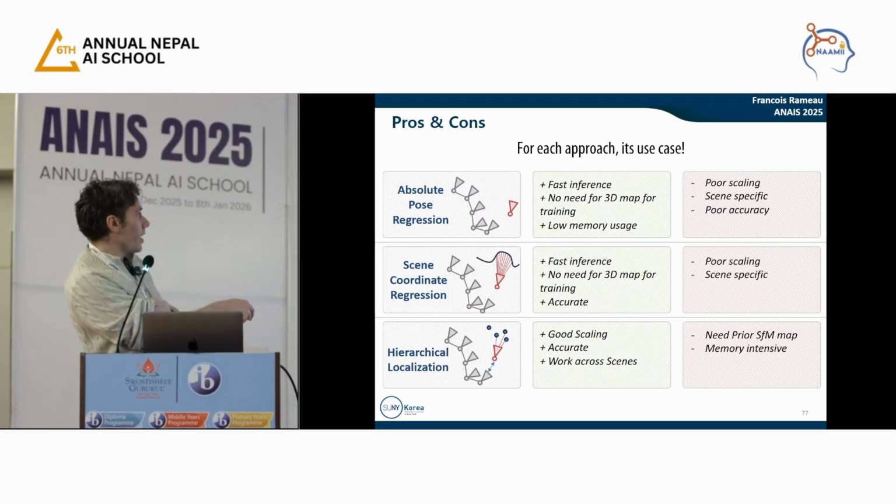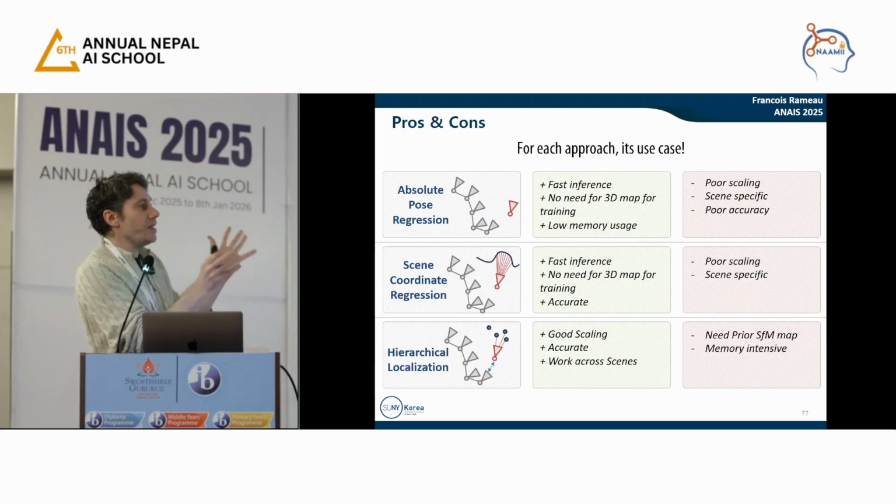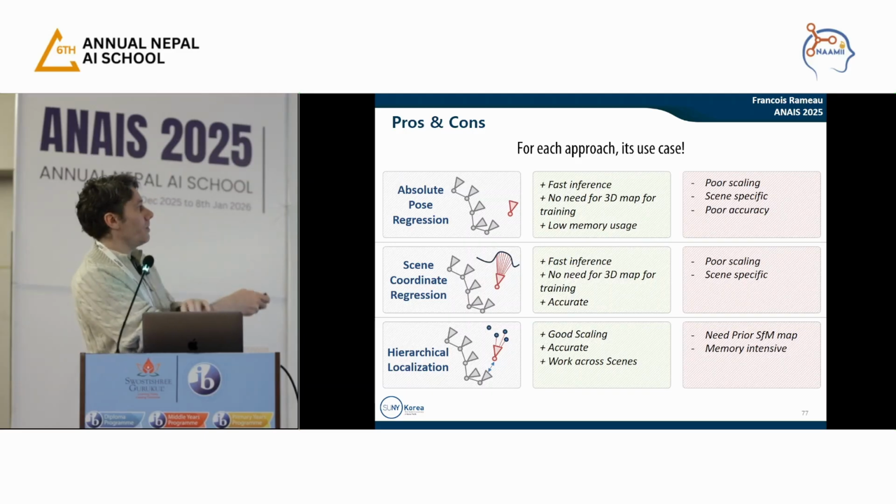So if you use absolute pose regression, basically PoseNet, again, fast inference, you don't need a 3D map to train, that's super simple to do. You just take any CNN backbone, boom, you're done. But this is not gonna scale, it's gonna be scene specific and not super accurate. Now, scene coordinate regression is quite close to absolute pose regression, but a bit more accurate. The rest is mostly the same.